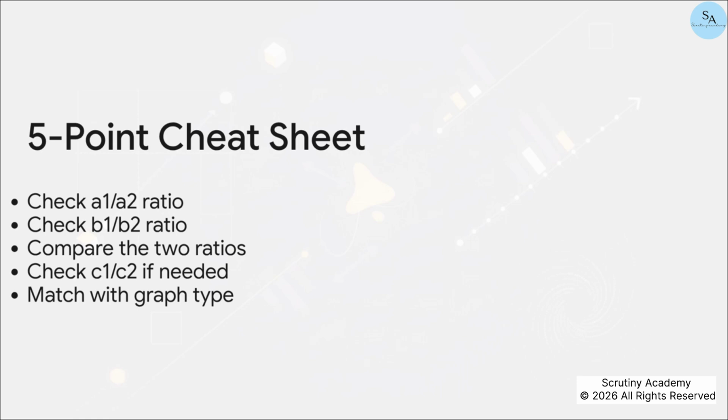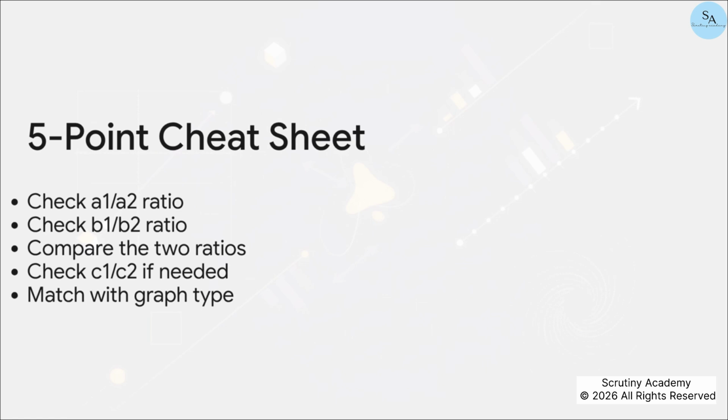When you're facing a pair of linear equations, 1, check the a1 over a2 ratio. 2, check the b1 over b2 ratio. 3, compare them. 4, check the c ratio only if the first 2 match. And 5, use our table to match it with the graph type.